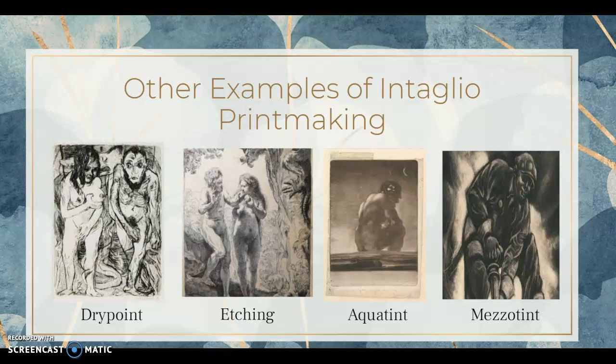Other examples of intaglio printmaking are drypoint, etching, aquatint, and mezzotint. Each of the pictures listed above the words are examples of this. The first example is an etching print. This is when an artist covers a metal plate with an acid-resistant coating, then the artist scratches on the design. The last step is to completely immerse the drawing into an acid bath.